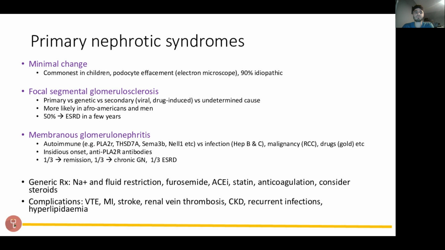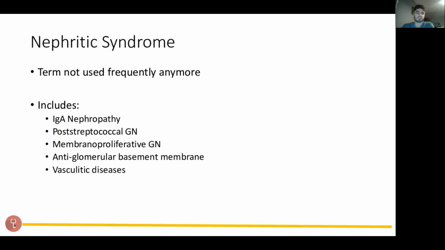Yes, so minimal change, FSGS, membranous. These are your nephrotic syndromes. These are the ones that present with low albumin, swelling, etc. Nephritic generally is everything else, to be honest. You're not going to get tested on a glomerulonephritis which is not on these slides, I would say. I would hope. I'm not going to say that with conviction, but I would hope.